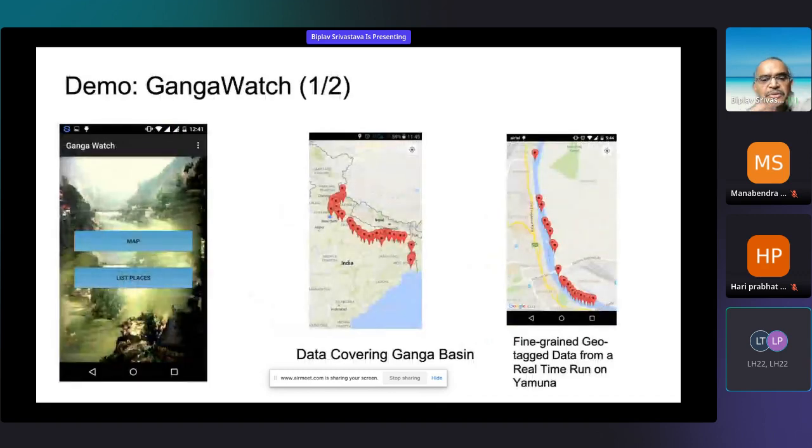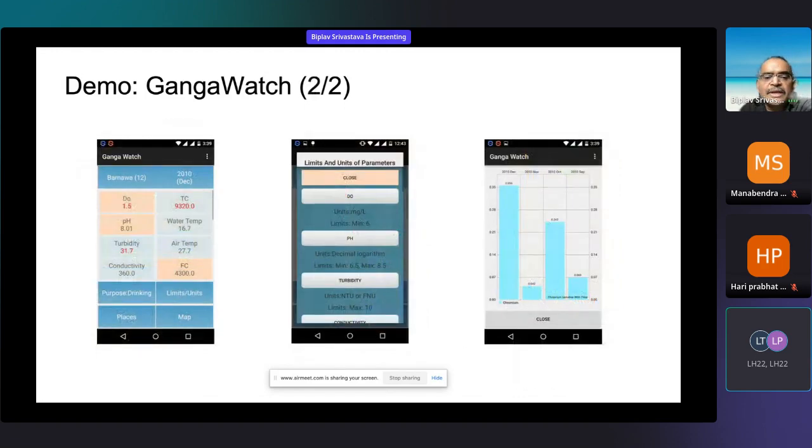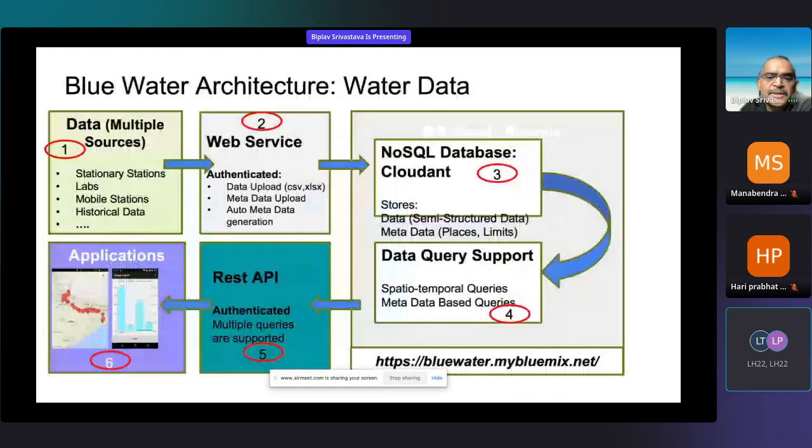And we had mapped out information in the Ganges Valley. And that's some of the information that you see. So again, this was around the 2015 to 2017 timeframe. Okay. And then based on the particular activity, you could see what the water parameters are.